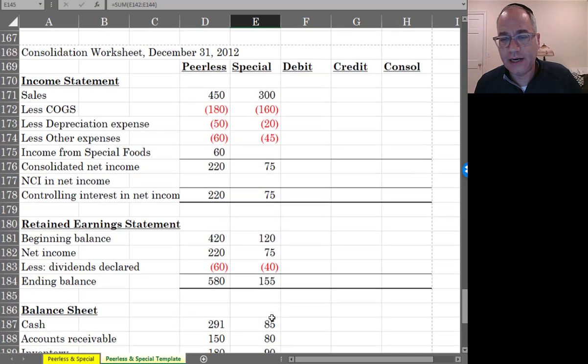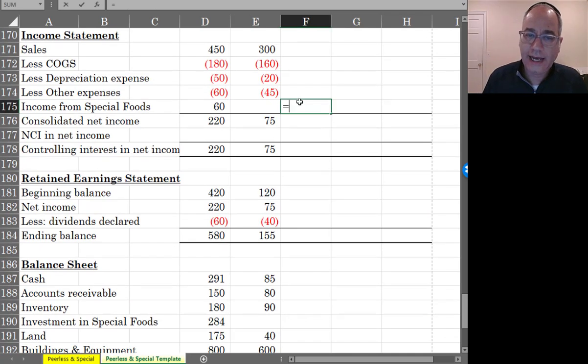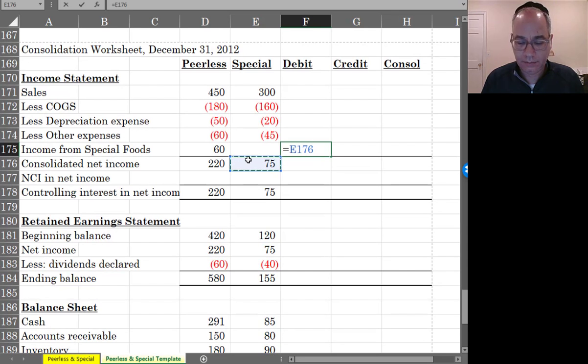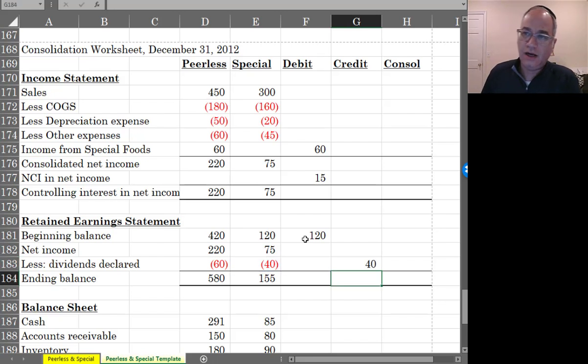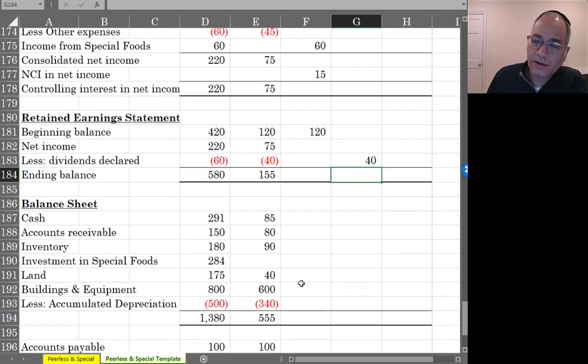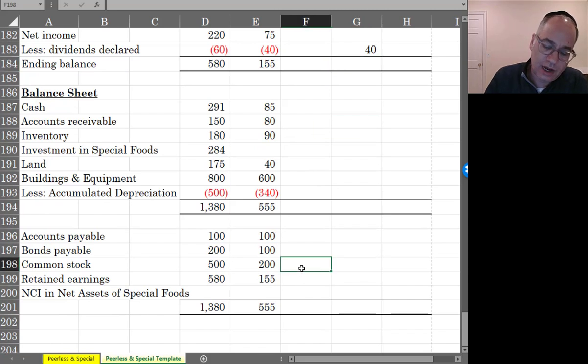Now let's go to the consolidation. We've got to do our big elimination entry here. So 80% of net income of Special is going to be debited against Peerless. And 20% of that, the non-controlling interest share, is going to go to the non-controlling interest share of net income. And that's all I need to do so far on my income statement. On my statement of retained earnings, I'm going to debit beginning retained earnings of the sub, and I'm going to credit dividends, the sub dividends that were paid to the parent. The one other thing I've got to do before I allocate all of this to the non-controlling interest and the parent is a debit to common stock.